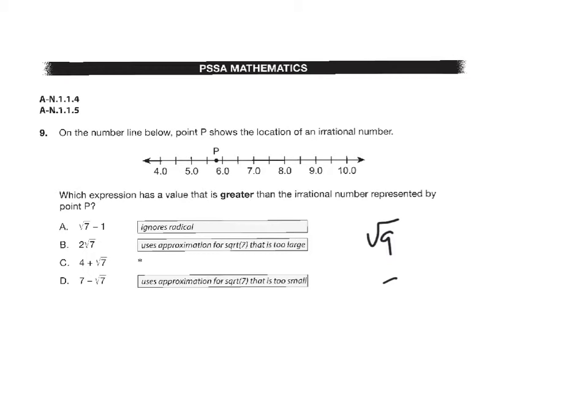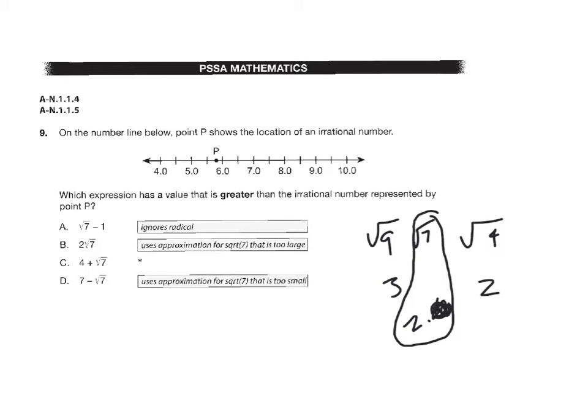Square root of 9 is 3, and the square root of 4 is 2, and then you have the square root of 7. So square root of 7 is going to be 2 point something. All right, 2 point something, I don't know. But you know it's going to be closer to this right here. All right, so I don't actually have to use my calculator to solve this problem. It's going to be 2 point something. So 2 point something minus 1, is that greater than, around 6?